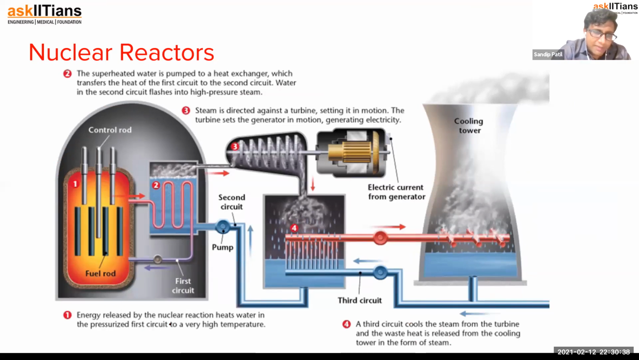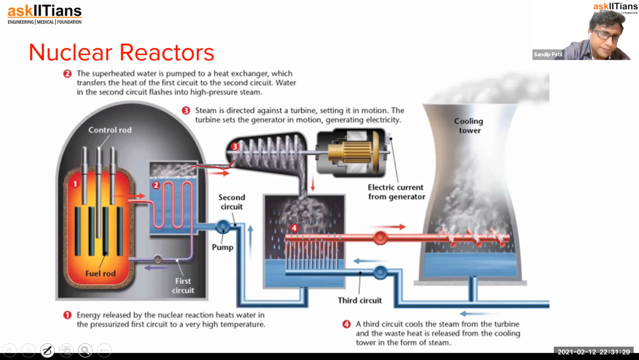So first, energy released by the nuclear reaction heats the water in the pressurized first circuit to a very high temperature. So what is the job of nuclear energy? To create a lot of heat. That we already know from the nuclear bomb. The nuclear bomb does that; the same thing we are going to do, but in this case, controlled. We have to control it, obviously. Okay, so that energy is released, and now we can use this energy for this water reservoir. So here again we have to use some water reservoir, right? If heat is generated, what is the job of heat? To convert the water into steam. Simple.